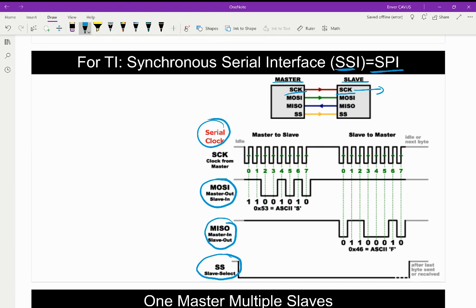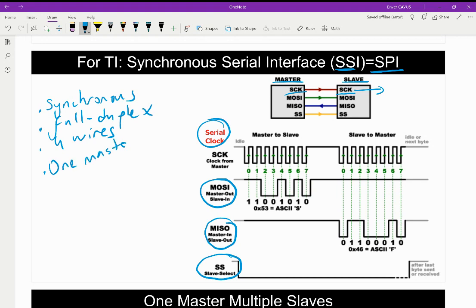Okay, so this is basically a synchronous protocol. So it is again bidirectional, it is full duplex. So it uses only 4 wires. So this is used for short distance communication, and it is developed by Motorola. So it can have one master but multiple slaves. So you can connect one master to multiple slaves.